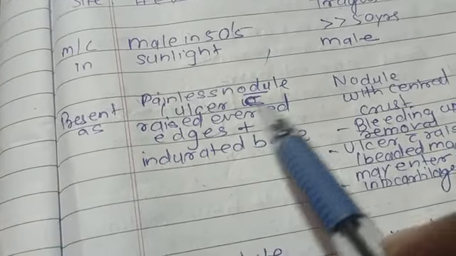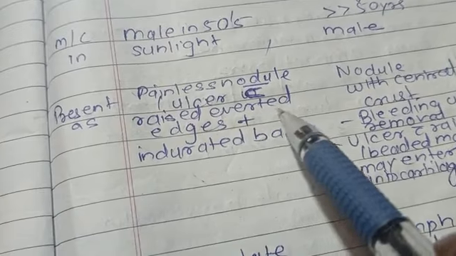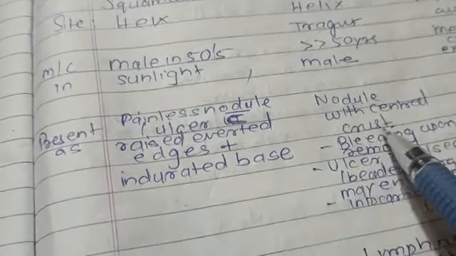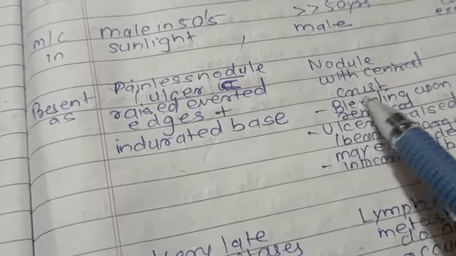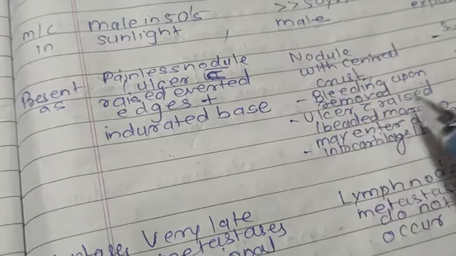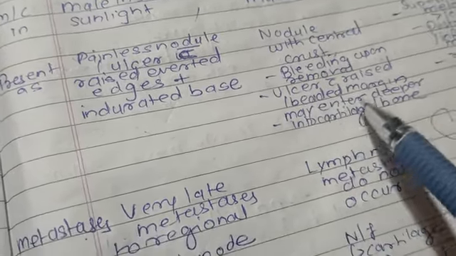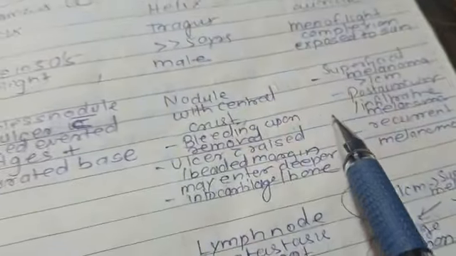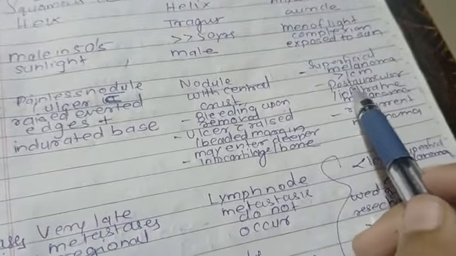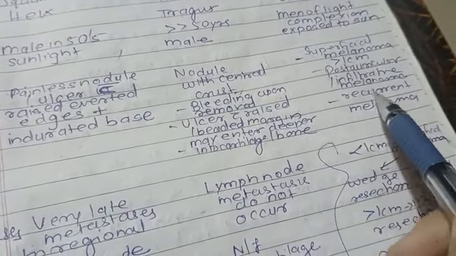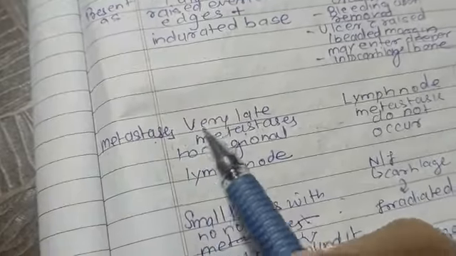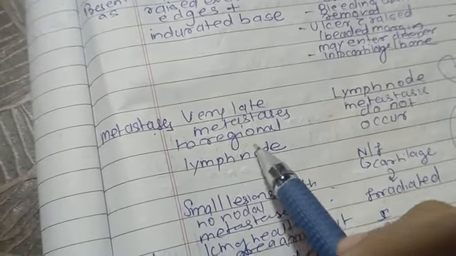It presents as a painless nodular ulcer with raised everted edges plus indurated base, and it presents as basically a nodule with central crust, and this crust upon removal shows bleeding. Ulcer with raised or beaded margins may enter deeper into cartilage or bone. Next is basically superficial melanoma. It will present as more than 1 centimeter, post auricular infiltrative melanoma or recurrent melanoma. Then next is metastasis, very late metastasis to regional lymph node.